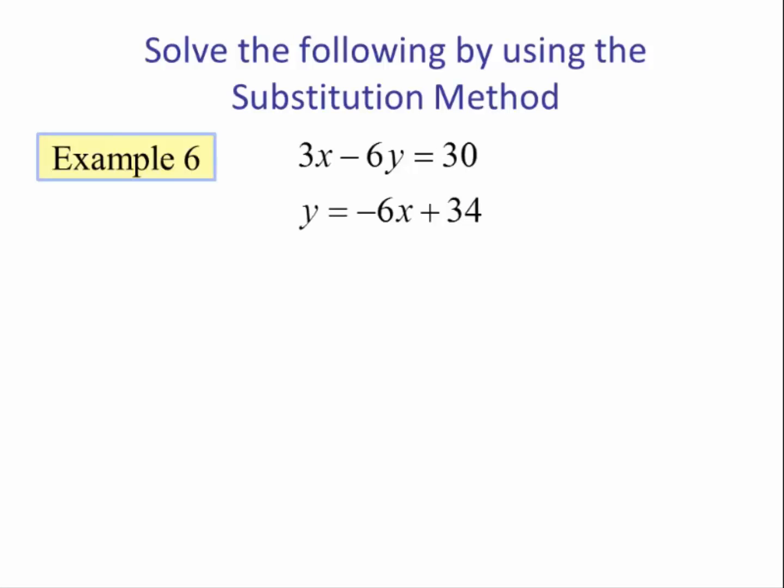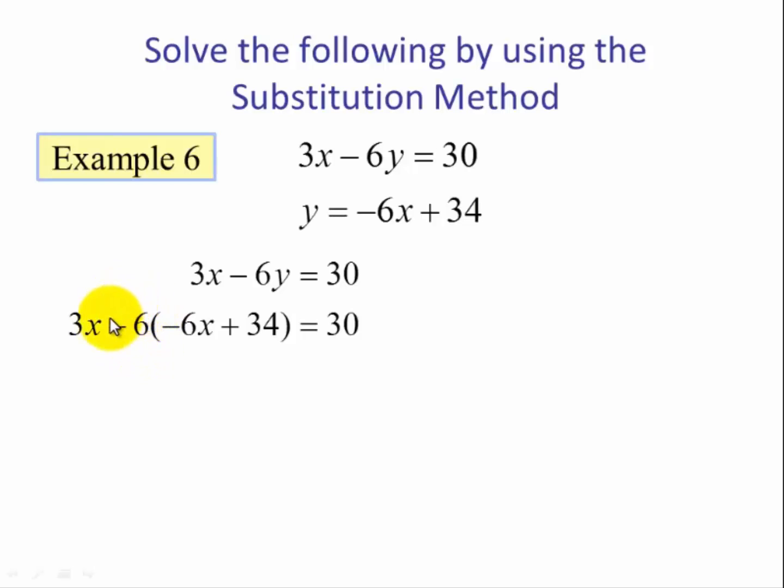Example 6. Solve the system 3x minus 6y equals 30, y equals negative 6x plus 34. Our first step is to identify an equation that has x or y by itself. That's the second equation. I'm going to take this expression, negative 6x plus 34, and substitute it into the first equation. So 3x minus 6y equals 30 becomes 3x minus 6 times the expression negative 6x plus 34, and that is equal to 30.